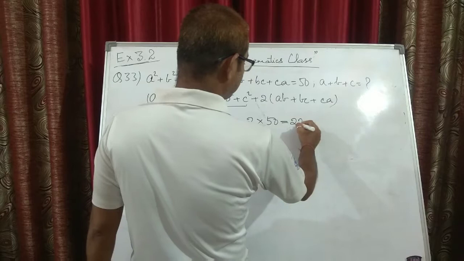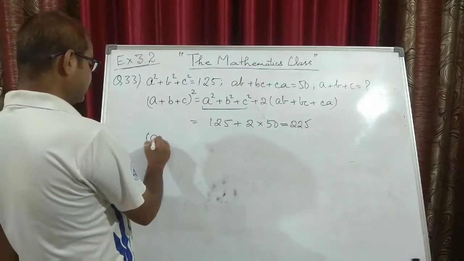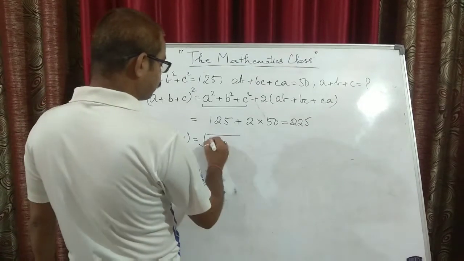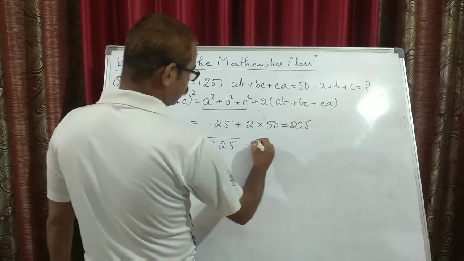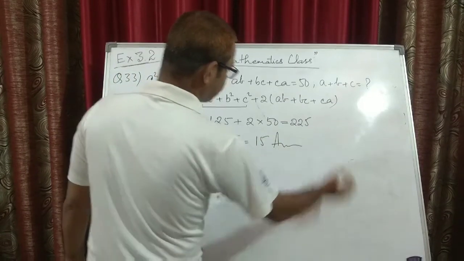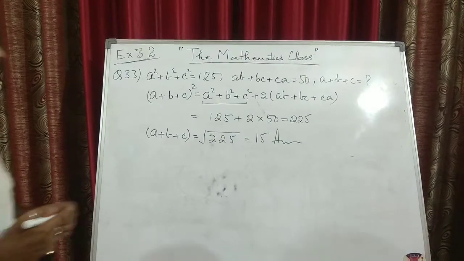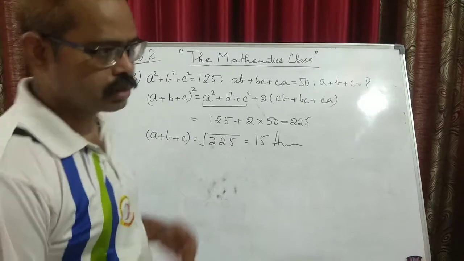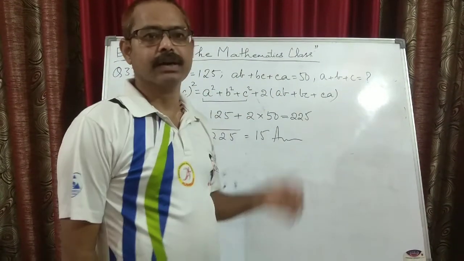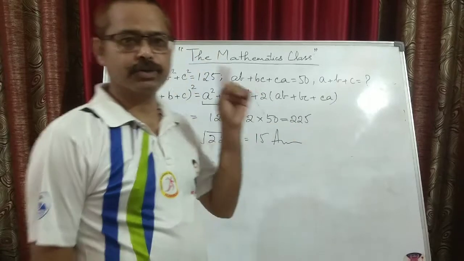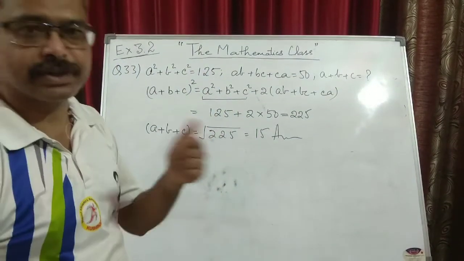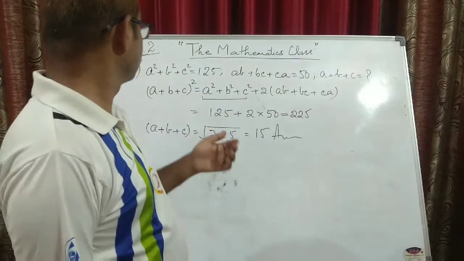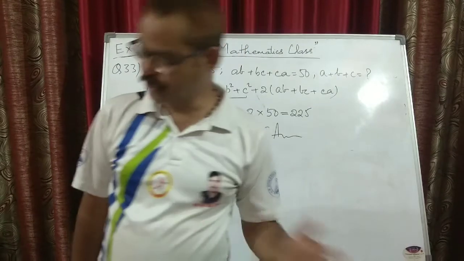Final value is 225. It means a plus b plus c will be under root of 225, and that we all know is 15. So that is the final value. This question was very easy. Just in this chapter you need to remember or learn or memorize all the formulae, because you will be getting questions based on this in factorization also. So now I am moving on to question number 36. Then we move on to exercises that are based on factorization.